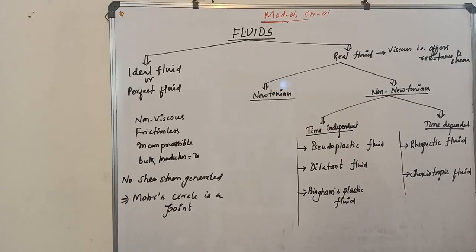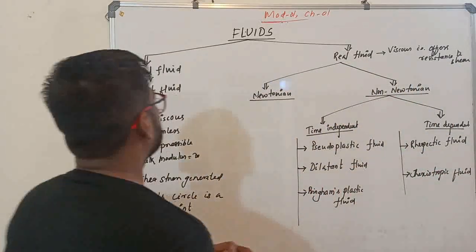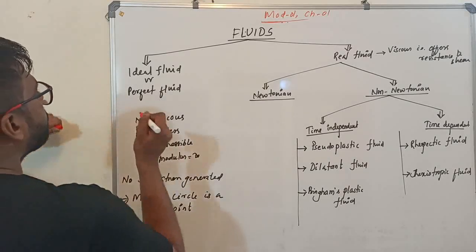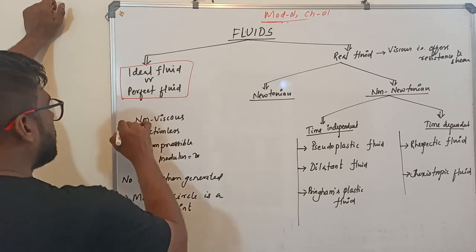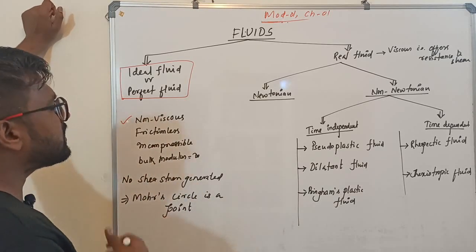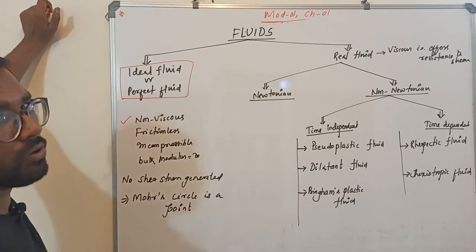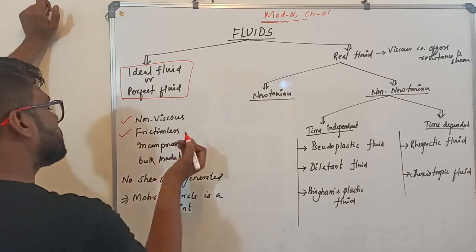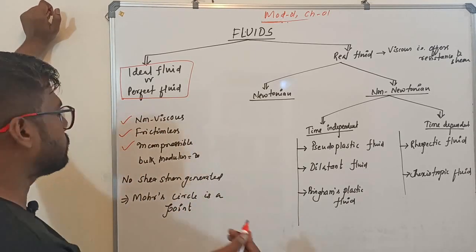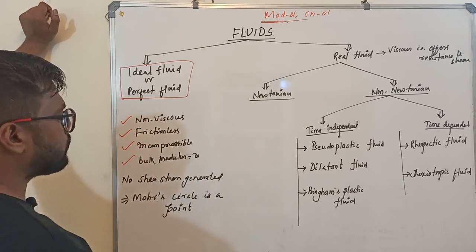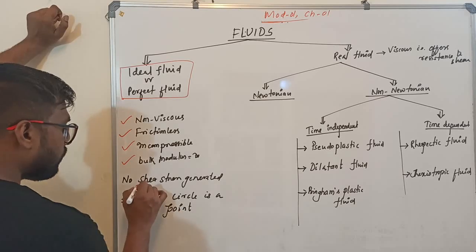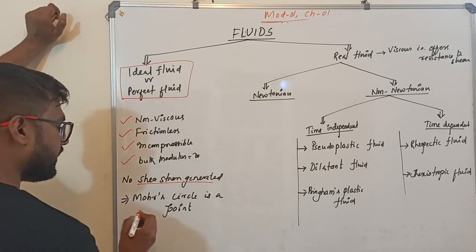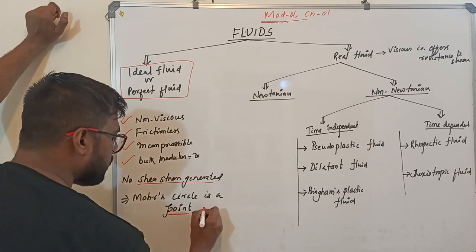Very, very interesting. If you are going to classify the fluids, we are going to classify them into two types. One is your ideal fluid or perfect fluid. It means what? They are non-viscous. Non-viscous means they do not offer any resistance to flow. They are frictionless, incompressible, that is, density does not change. When they are incompressible, the bulk modulus becomes infinity. Because they do not offer any shear, no shear is generated. Hence, their Mohr circle is a point.